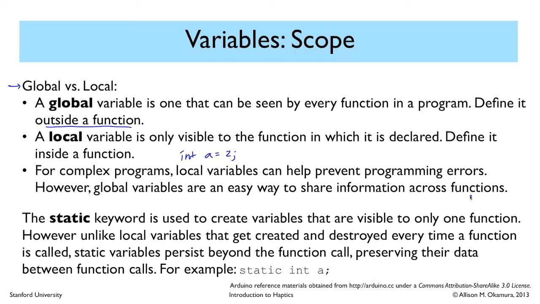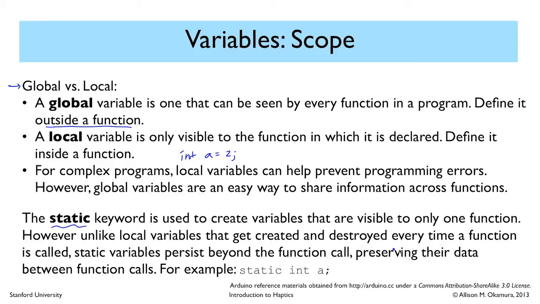Now, there is a way to keep track of local variables and have them remember their value even after you've left a function. So for that, you use the static keyword. This is important because local variables typically would just get created and then destroyed every time a function is called. And yet static variables persist beyond the function call, so they preserve their data.